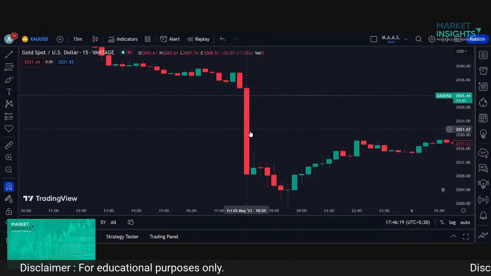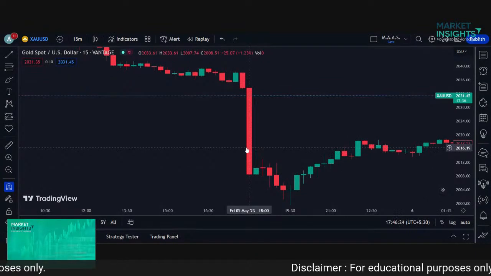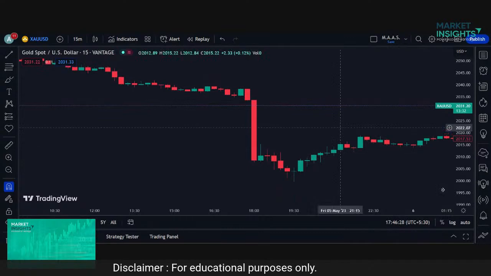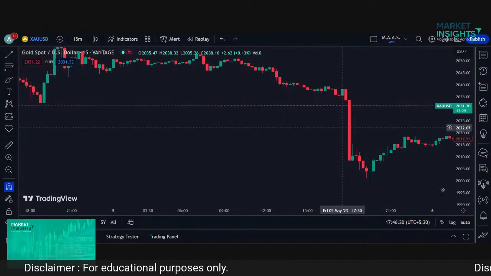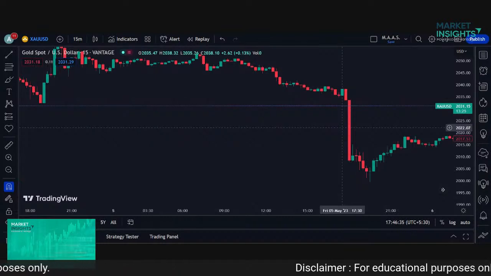because the NFP data was quite honestly very good, and this is what it triggered. 1.23% is mind blowing for a commodity that is valued around 2,000. That is a very good movement. So this was the scenario.